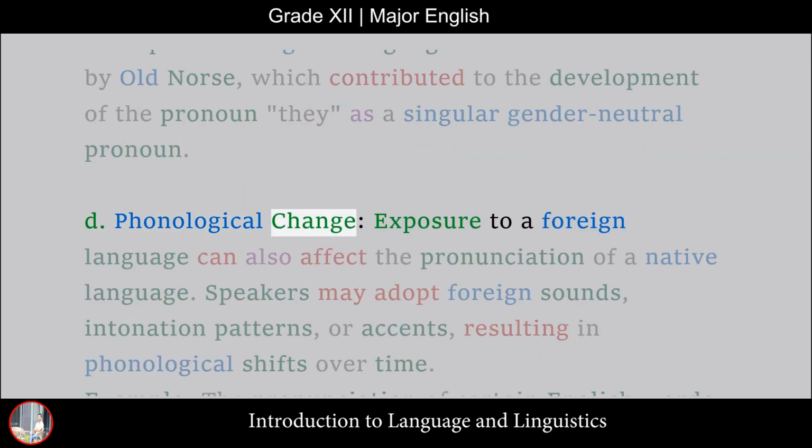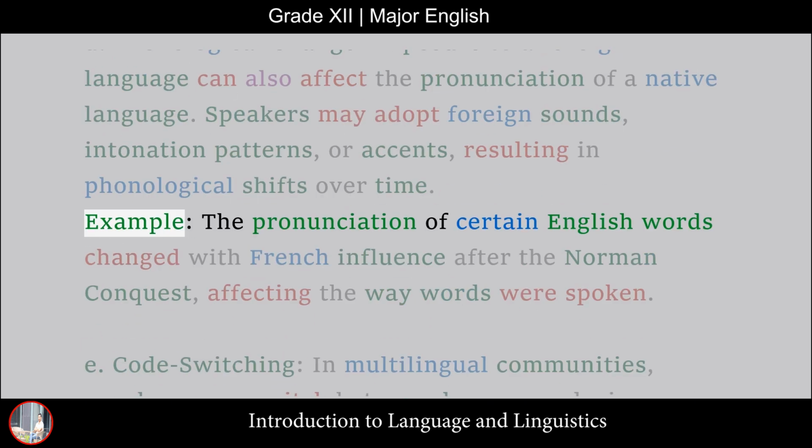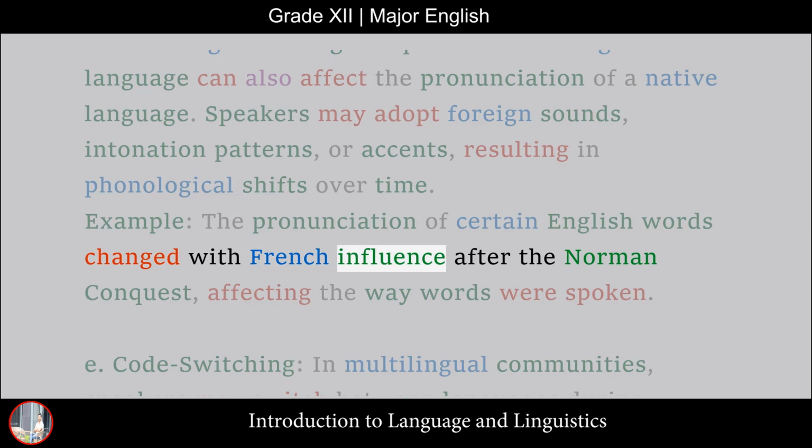D. Phonological change. Exposure to a foreign language can also affect the pronunciation of a native language. Speakers may adopt foreign sounds, intonation patterns, or accents, resulting in phonological shifts over time. Example: the pronunciation of certain English words changed with French influence after the Norman conquest, affecting the way words were spoken.